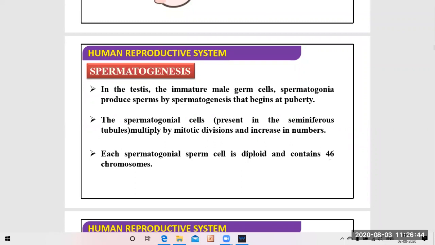From the 46 chromosomes, how many are autosomes? Autosomes are similar in morphology, similar in structure. So 44 chromosomes are autosomes, and only 2 chromosomes are the sex chromosomes, that is X and Y. In the male it is X and Y, and in the female XX. The total number of chromosomes in a human being is 46, whether male or female. The chromosome number is the same, and the difference is only in the sex chromosomes.